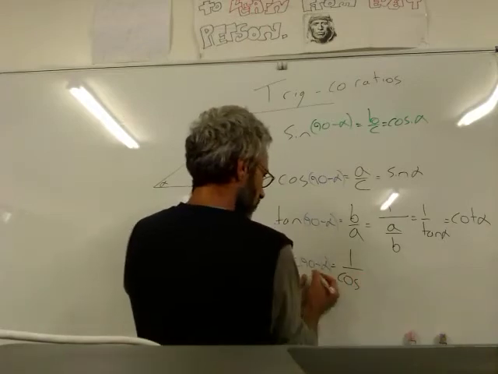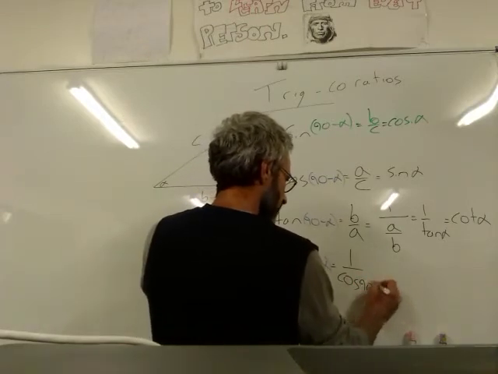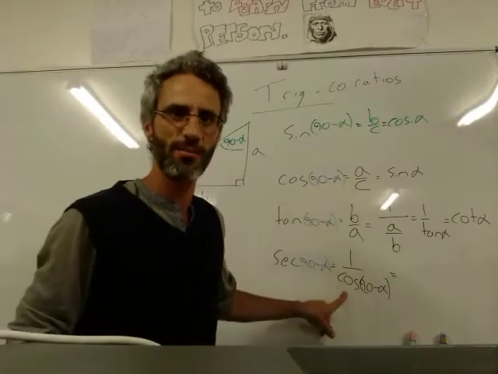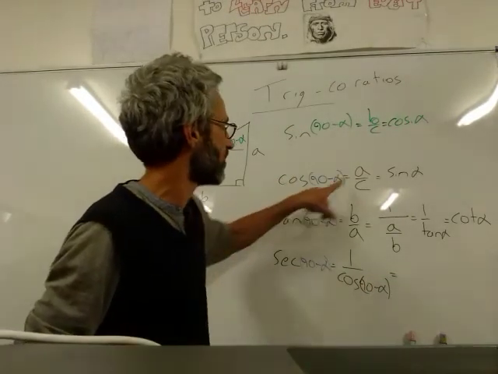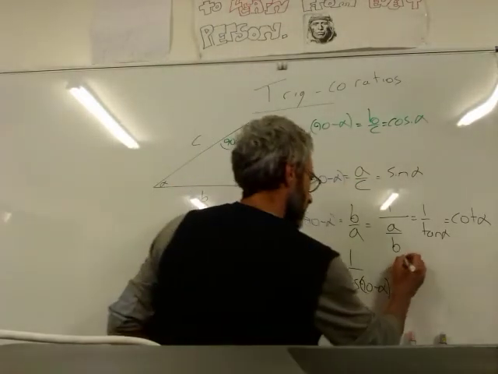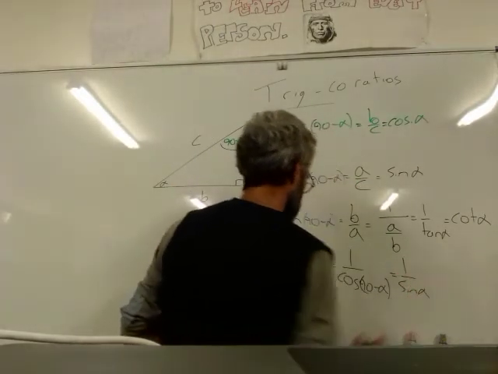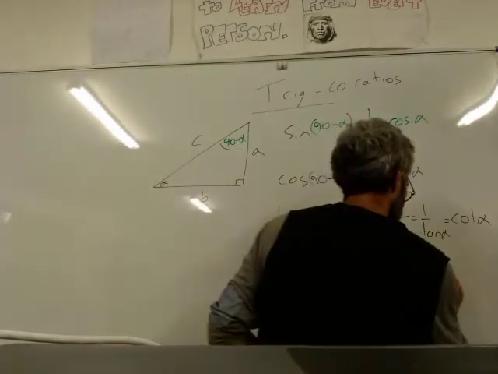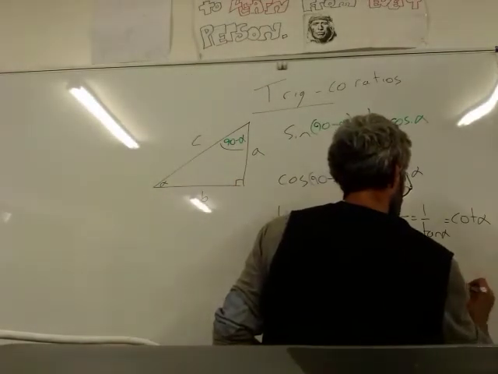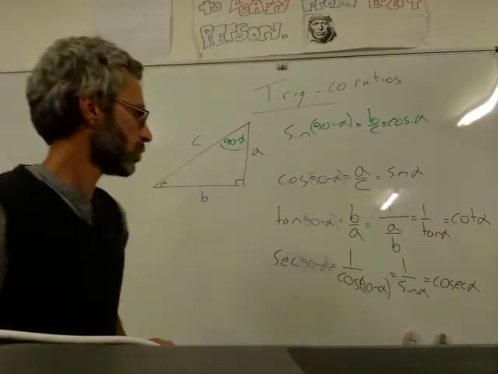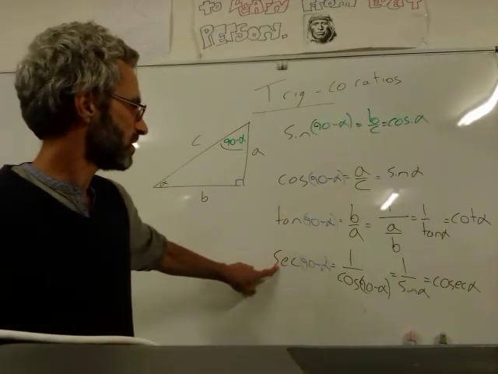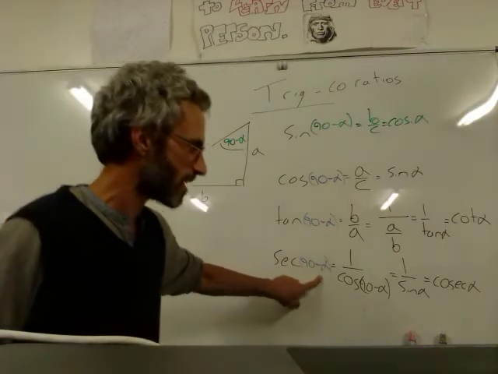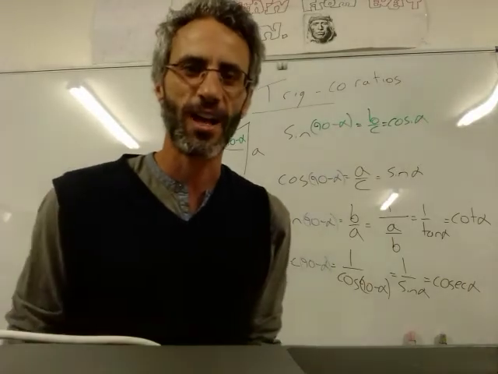Okay, but I don't have alpha, I have 90 minus alpha. Okay, I know what cosine 90 minus alpha is. Cosine 90 minus alpha is sine alpha. So it's the same as 1 over sine alpha. Okay? And 1 over sine alpha is cosec alpha. So sec alpha, I just want to make sure I've got it right. Sec 90 minus alpha is equal to cosec alpha.